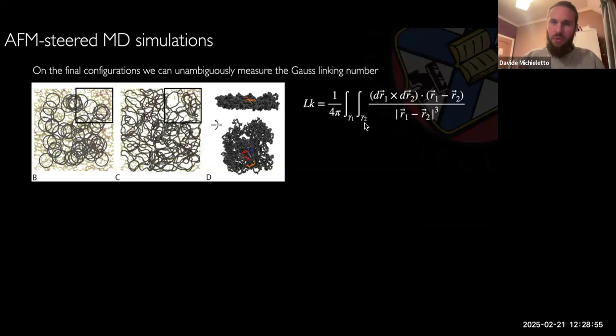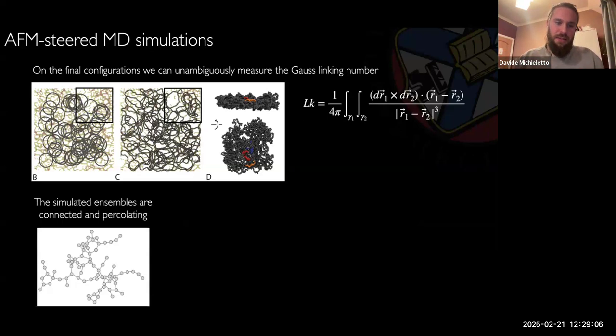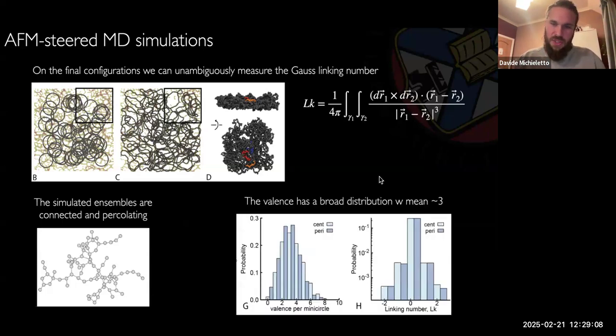Essentially, you do the integral over two curves, and this object represents how many times one curve is linked to the other curve, if they're linked. Otherwise, it's zero if they're not linked. And so we can compute that, which gives us this. Let me jump to this, which is the most important number.